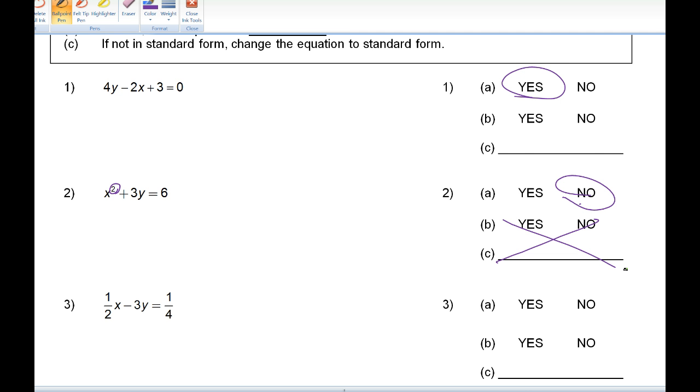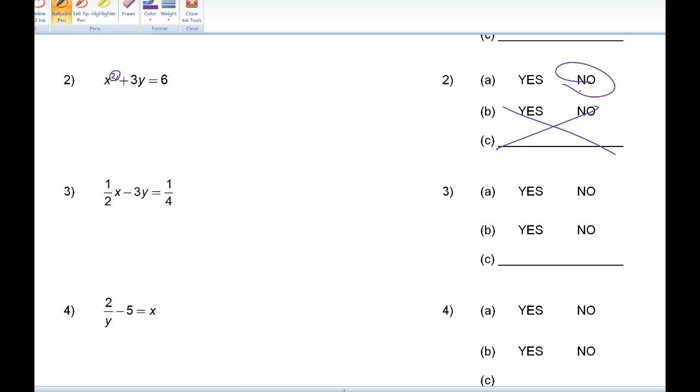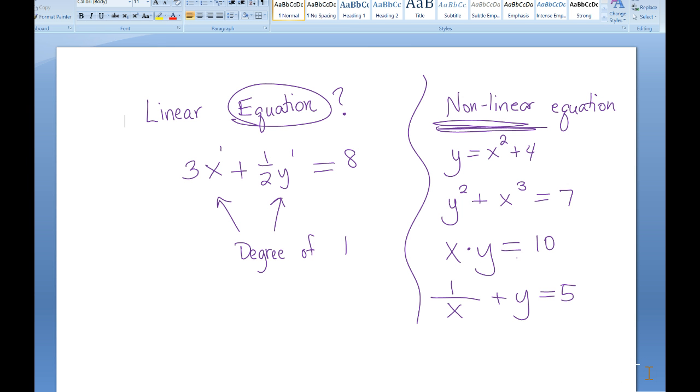Okay, look at the next one. What do you think? No. There's fractions, but remember how I said before? It's okay. Look here, I put a fraction in on purpose. See, 1/2 in front, but that's okay. That is a linear equation, but this one is not because it had the variable in the bottom.